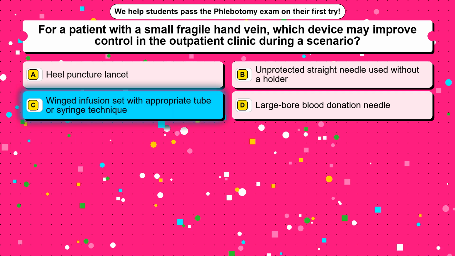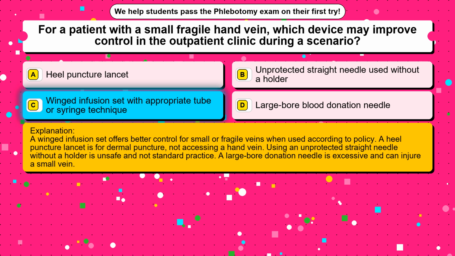The correct answer is option C. Winged infusion set with appropriate tube or syringe technique. A winged infusion set offers better control for small or fragile veins when used according to policy. A heel puncture lancet is for dermal puncture, not accessing a hand vein. Using an unprotected straight needle without a holder is unsafe and not standard practice. A large bore donation needle is excessive and can injure a small vein.